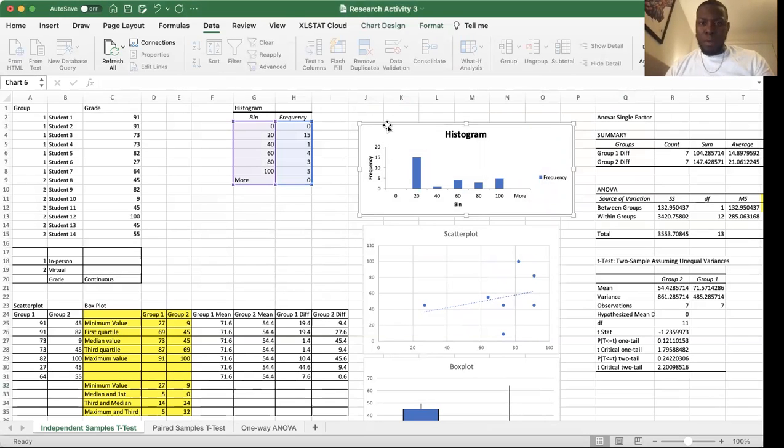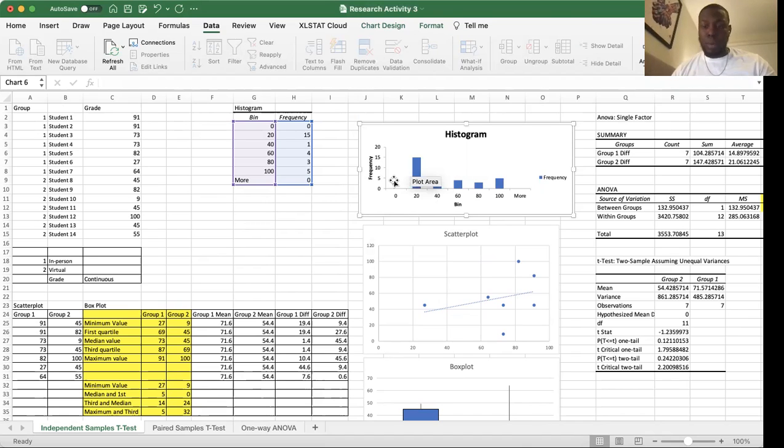So with the histogram, what we will look for is the bell curve. It'll go up like that. So with my data not going in the bell curve like it should, this tells me that there is no normal distribution in my information.